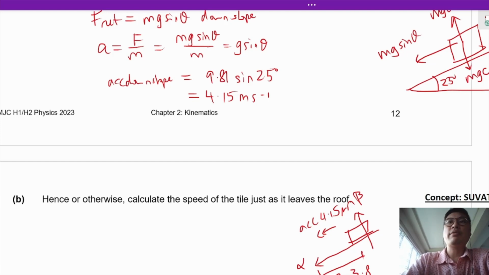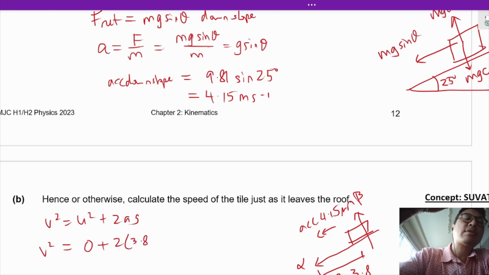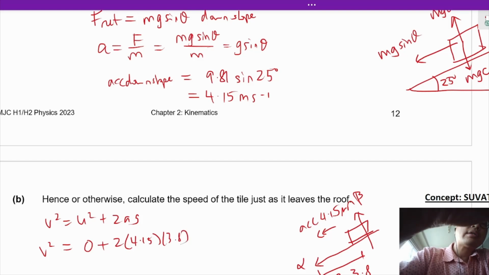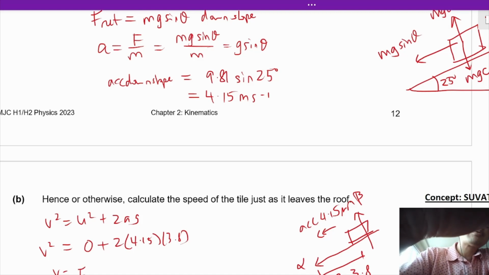The initial speed of the tile is 0. The acceleration of the tile is 4.15 meters per second squared. We want to find the value of v, and we don't have t, so we use the equation v squared is equal to u squared plus 2as. So v squared is equal to 0 plus 2 times, sorry, that's the distance traveled, so we put in the acceleration 4.15 multiplied by 3.8. And so v will be equal to 5.62 meters per second.